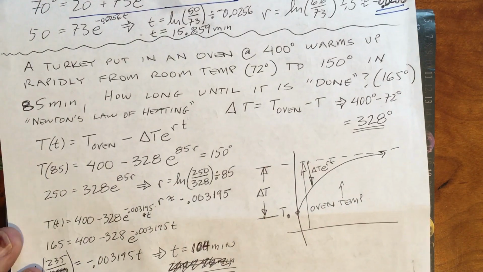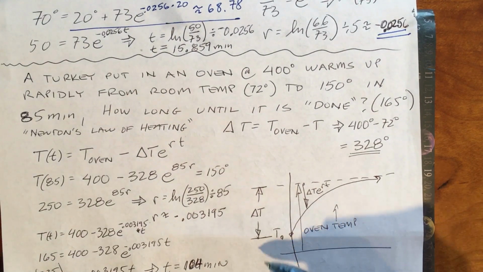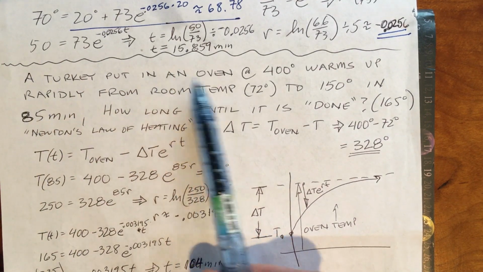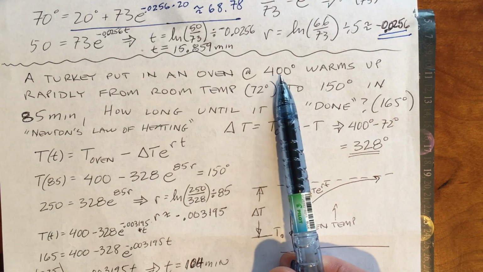Now here's another example. This is Newton's law of heating, all right, because I'm taking something and putting it into an oven and I'm heating it up. So a turkey is put into an oven at 400 degrees, so that's the ambient temperature. So the turkey is cooler than that.